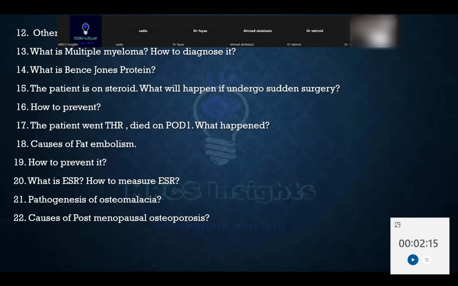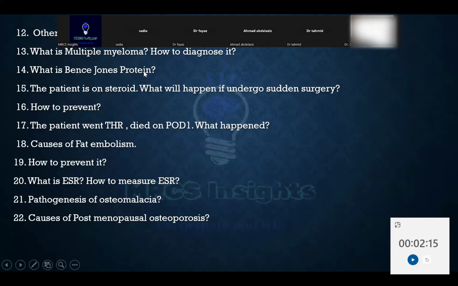Sorry, what's the next question? What will be the finding on protein electrophoresis? Amyloid light chain. Yes, M spike protein. So what is Bence Jones protein? I think Bence Jones protein is an immunoglobulin made by the plasma cells.